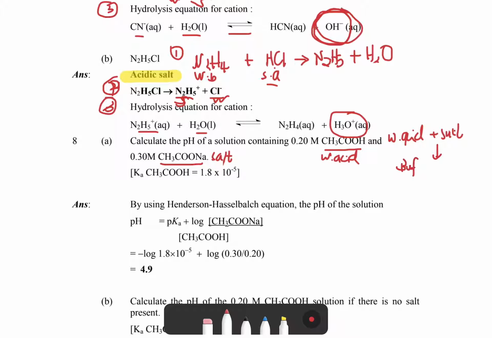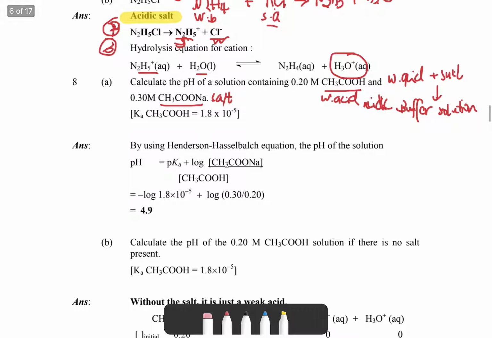So ini adalah acidic buffer lah, because dia dari weak acid. So dia adalah acidic buffer solutions. So for buffer solutions, to calculate the pH of buffer solutions, we use Henderson-Hasselbalch. So yang ini.